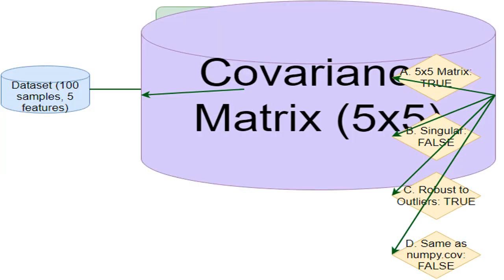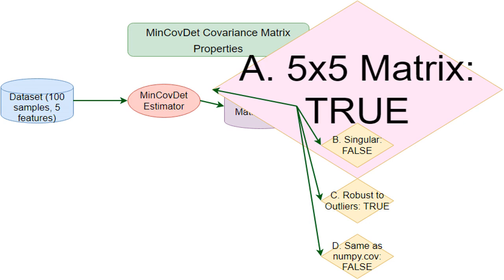Because we have 5 features, the covariance matrix will be a 5 by 5 matrix. Each entry in this matrix tells us how much those pairs of features vary together. For example, one element represents how height and weight tend to vary together. This is true. A covariance matrix for n features is always an nxn matrix. That means if we have 5 features, the matrix will have 5 rows and 5 columns.